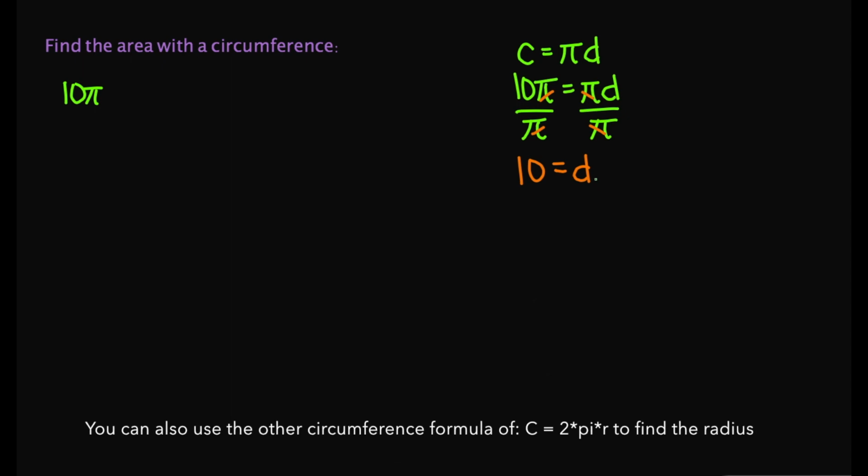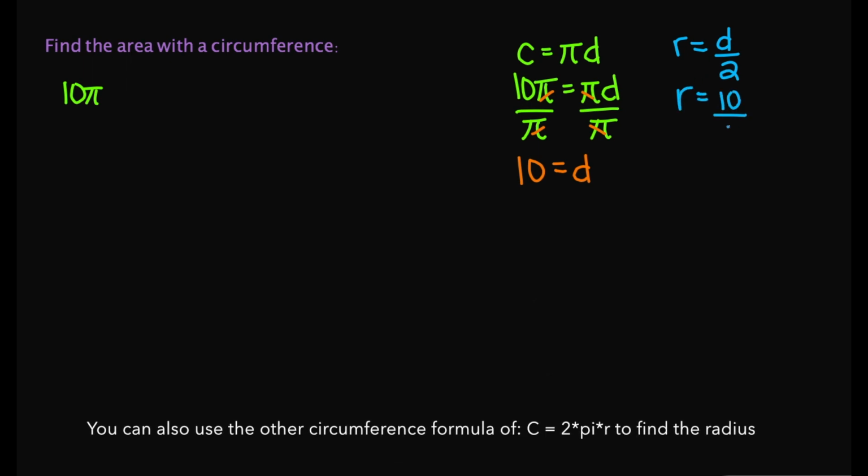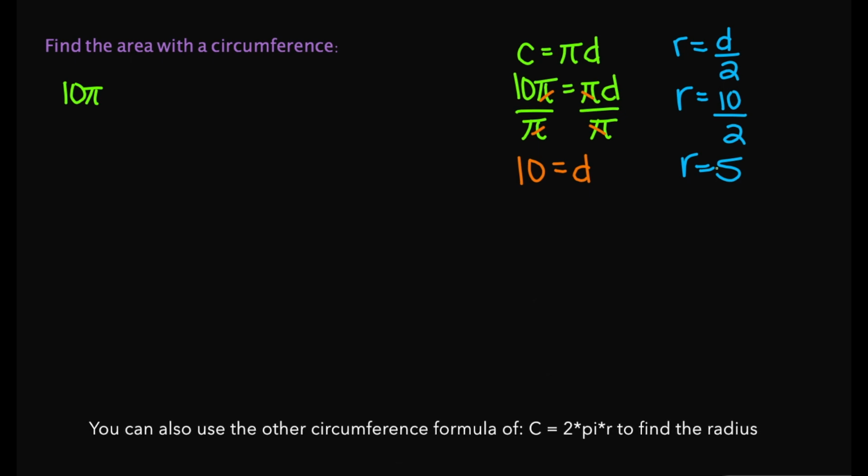So if my diameter is 10, my radius has to be half of this. Now let's look for the radius. My radius is going to be r equals diameter divided by 2. So r is going to equal 10 divided by 2, and my radius is going to be 5. So I have my diameter, I have my radius, and I also have my circumference, which is 10 pi. So how do we find the area now that we have this information here?